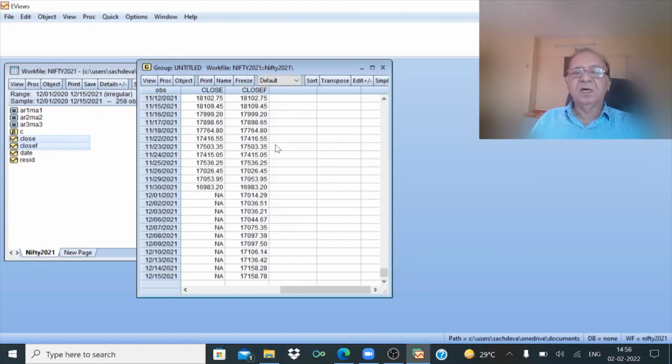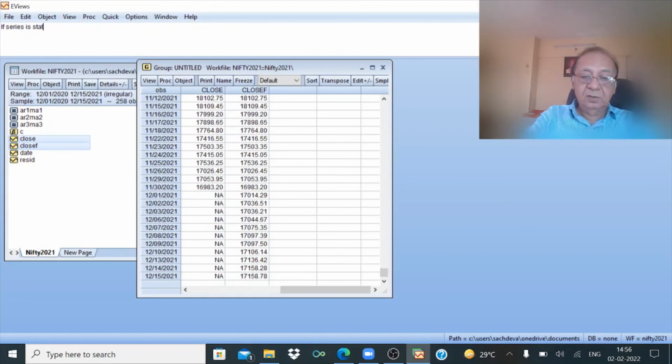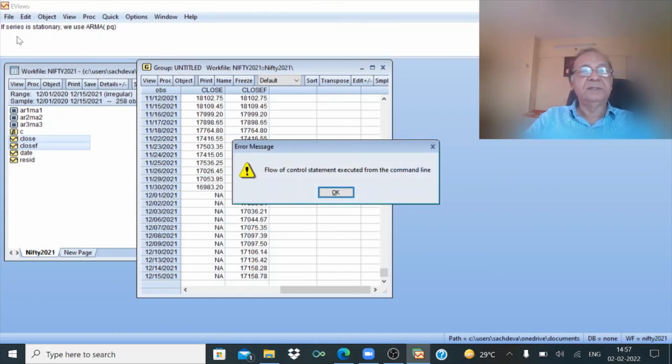ARIMA forecasts are good forecasts. You can easily forecast it. You can also see the standard deviations range. But one thing you have to keep in mind: if the series is stationary, we use ARMA, that is ARMA PQ, the number of autoregressions and the number of moving average terms.